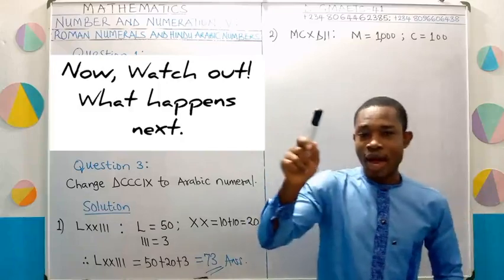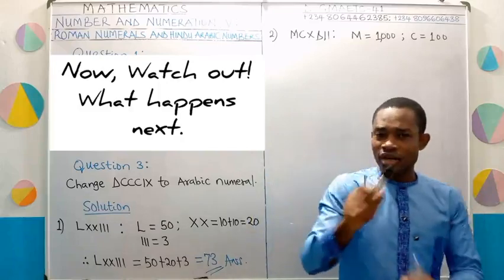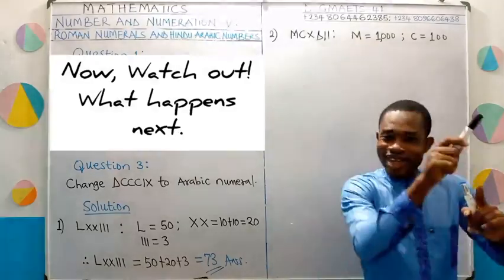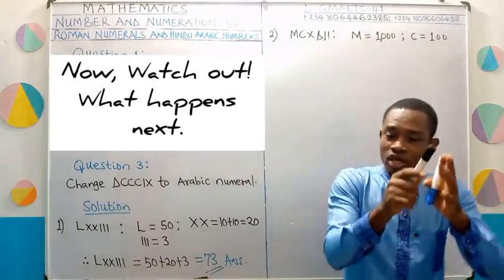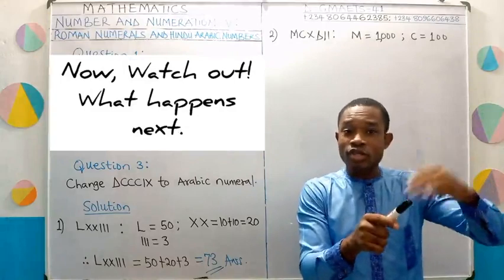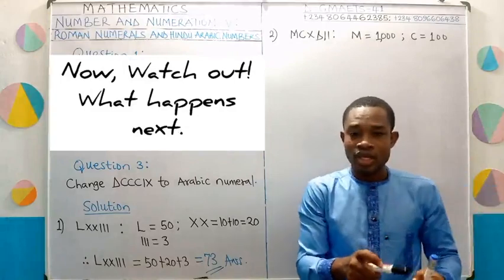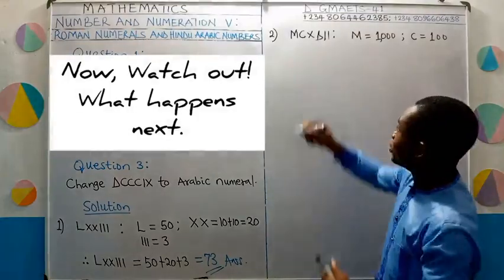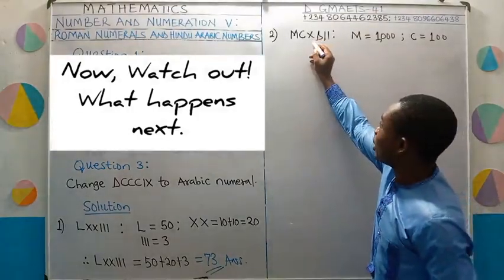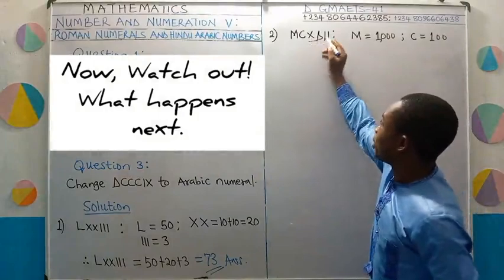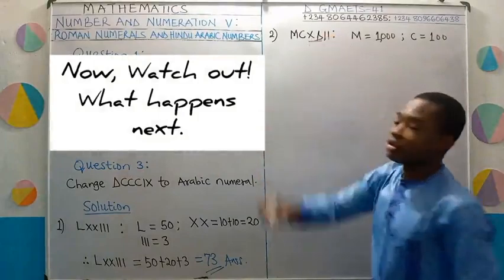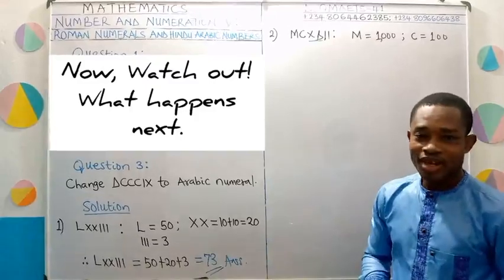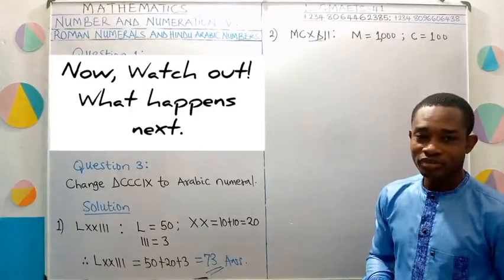We are supposed to add M, C, X together. But because after that X, which is a smaller numeral, we'll notice that the next one that followed is a bigger one, which is D. In that case, what we'll do is to take X and D together. We pick X and D together. Good. And we'll work it out. That's how we handle a problem like this.